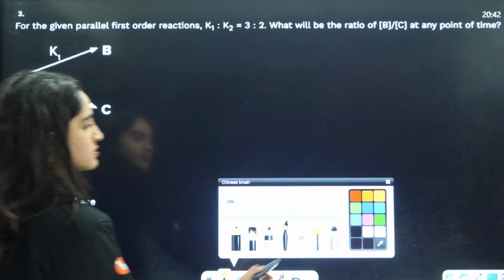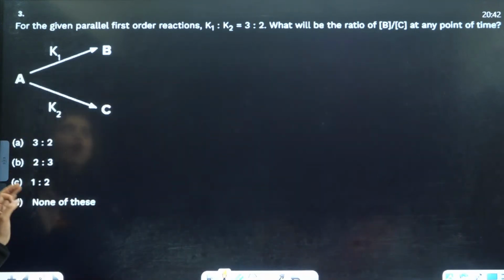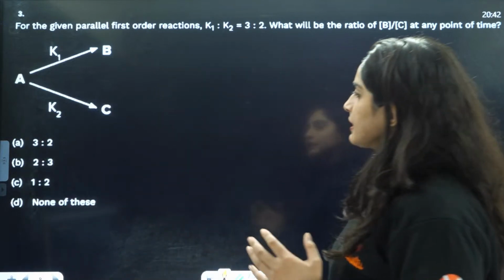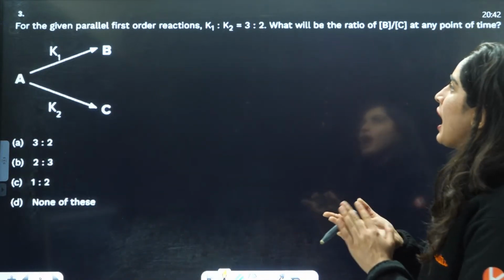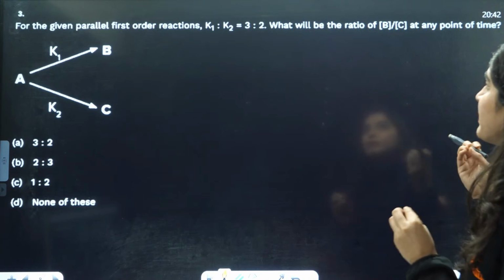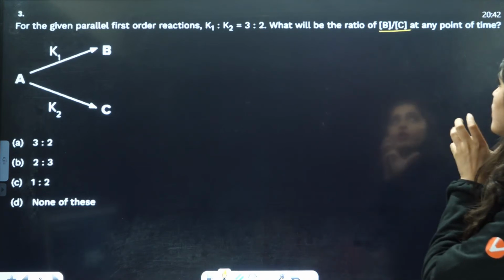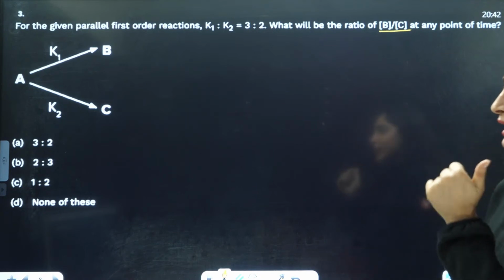Okay, next question. You have a given parallel first order reaction. They've said that K1 and K2 have this ratio. What will be the ratio of B concentration by C concentration at any point of time?